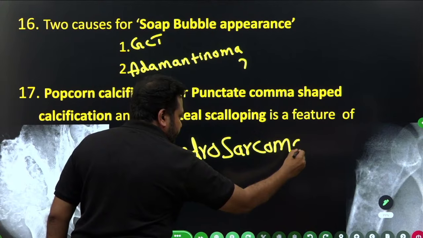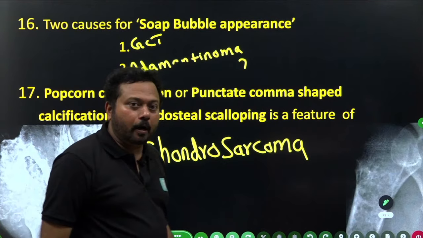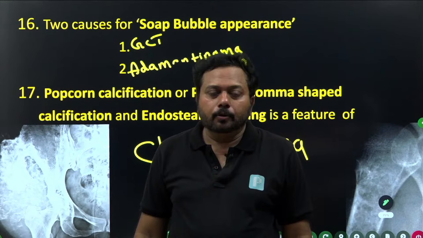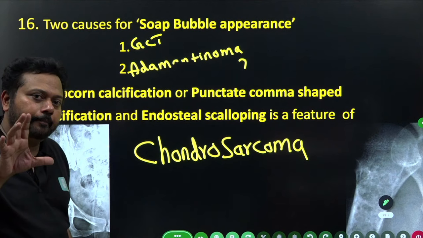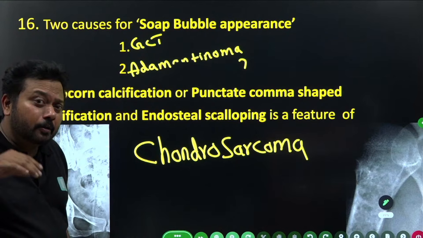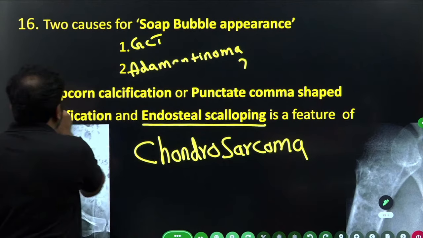So far what we have seen is chondroblastoma, that is different. Chondrosarcoma is a malignant tumor of the cartilage. You all know osteochondroma can get transformed into chondrosarcoma. In chondrosarcoma, the X-ray appearance is called popcorn calcification or punctate comma-shaped calcification. It has one more feature called endosteal resorption of bones, the technical term being endosteal scalloping. Please note these two things.